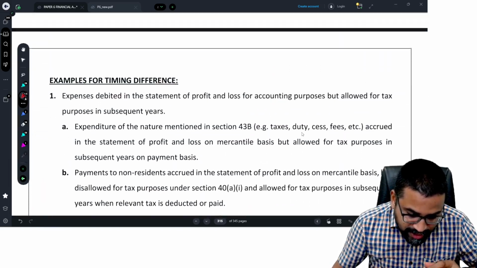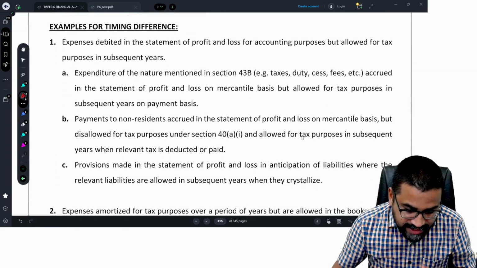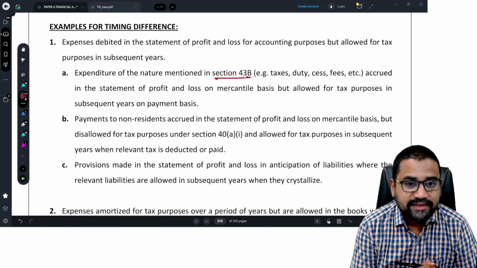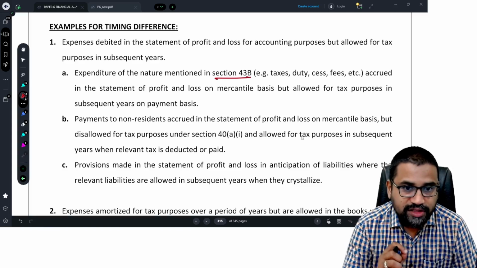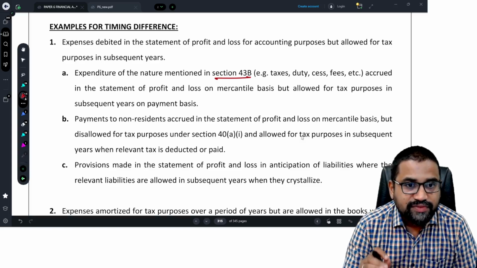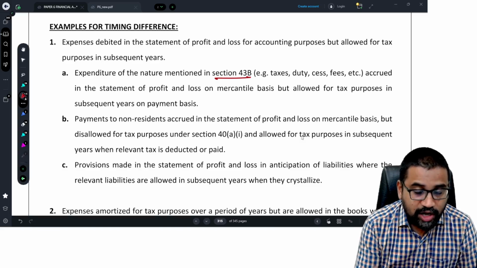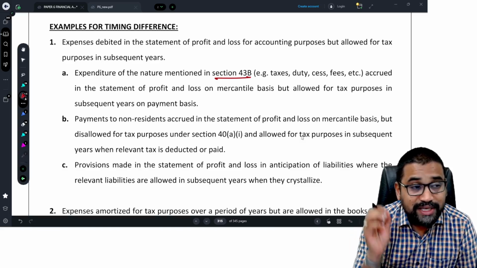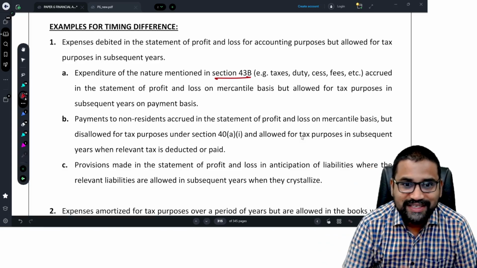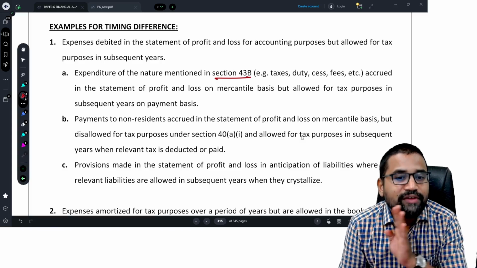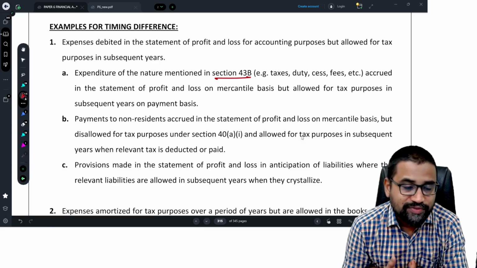And what are timing differences? So many examples you can say. 43B expenses. In income tax, there is a section called 43B, which says certain payments will be allowed only when you pay. But in accounts, we follow the mercantile, accrual basis. In income tax, some expenses we allow only on a payment basis. For example, interest on loan, I told. Interest on loan we allow only when you pay. On a payment basis, we allow.